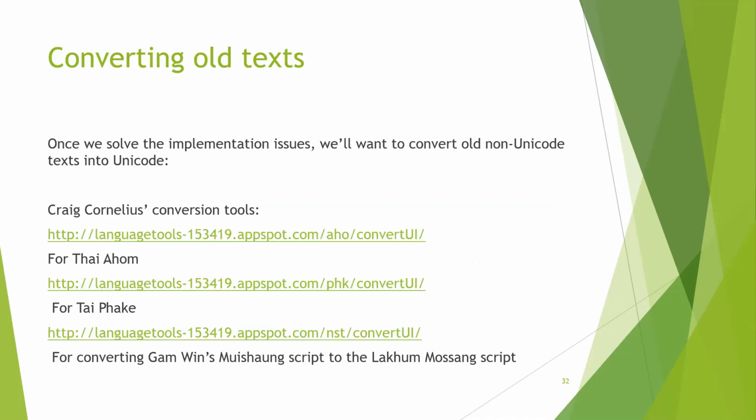Okay, when we've got all that working, there's another thing we have to do, and that is to convert our older non-Unicode texts into Unicode. And here Craig Cornelius has made some really nice tools for Ahom and Tai Phake, and also for converting the Mashong script of Reverend Gam Win into the Lakum Mosang script. And these are the links, and those of you who want to can try these out. I'll show you what it looks like.